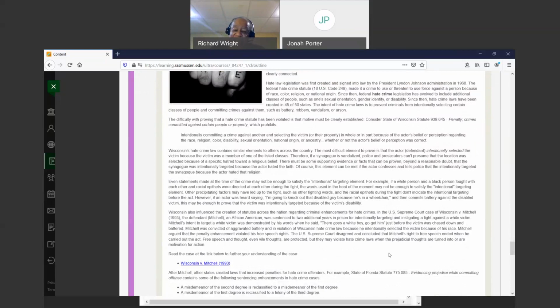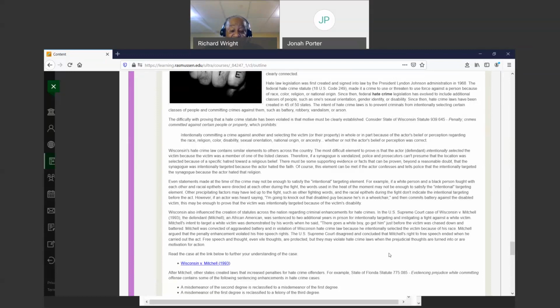And so you could read the Supreme Court case of Wisconsin versus Mitchell, in which the defendant Mitchell, an African American, was sentenced to 2 additional years in prison for intentionally targeting and instigating a fight against a white victim. Mitchell's intent to target a white victim was demonstrated by the words that he said, "There goes a white boy, go get him," just before the victim was chased down and battered. So he was convicted of aggravated battery in violation of the Wisconsin hate crime law because he intentionally selected the victim because of his race.